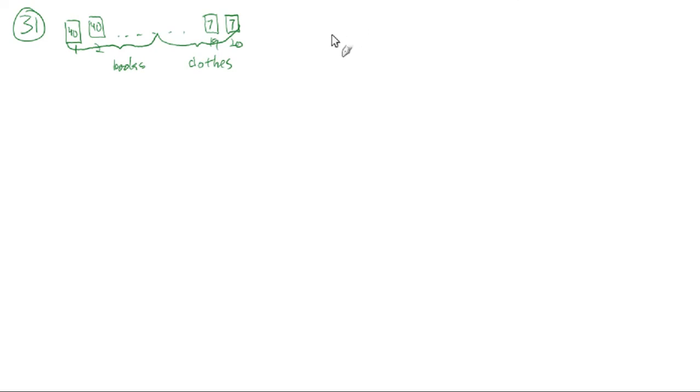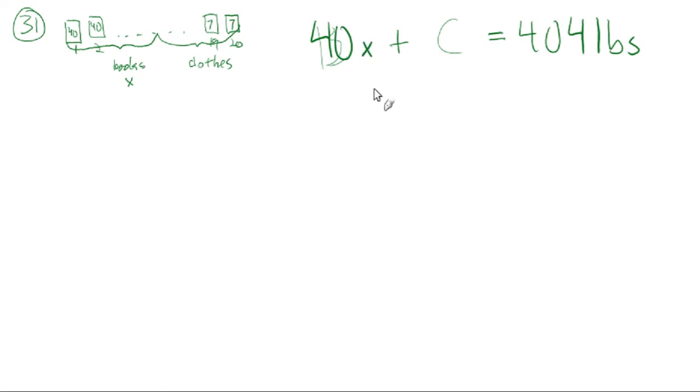So if I added up all the weight, the weight of the books plus the weight of the clothes, that would be 404 pounds. How would I find the weight of the books? I need to know how many boxes of books there are. Let's say there are X boxes of books. So I would take 40 pounds times X boxes, and that would give me the total weight of the books boxes. How many clothes boxes are there? Well, I can say there are Y clothes boxes.